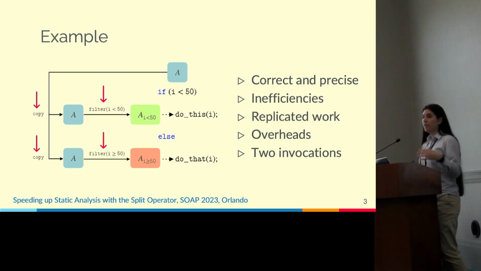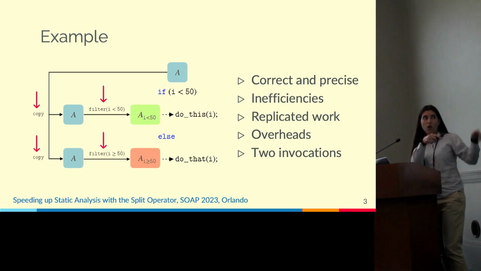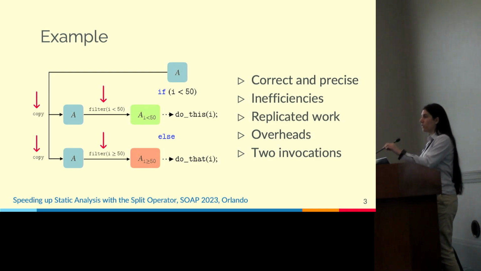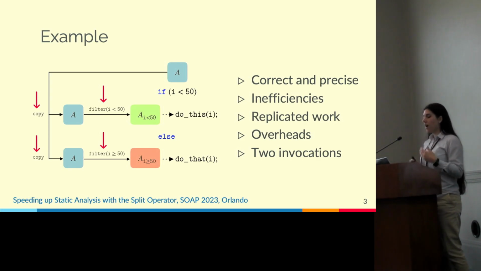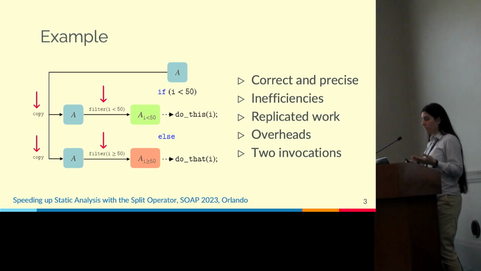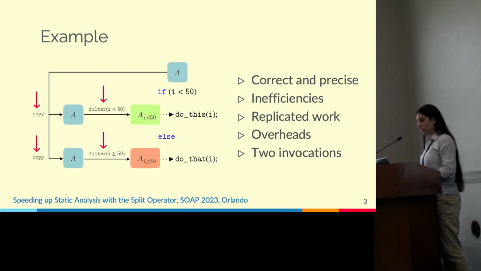For example, it introduces replicated work and overheads, of course, due to the copies and the two invocations of the filter operator. Of course, overheads introduced for simple domains, such as, for example, intervals, are negligible, but for more computationally expensive domains, such as the polyhedra domain, they can be not negligible, they can be important.